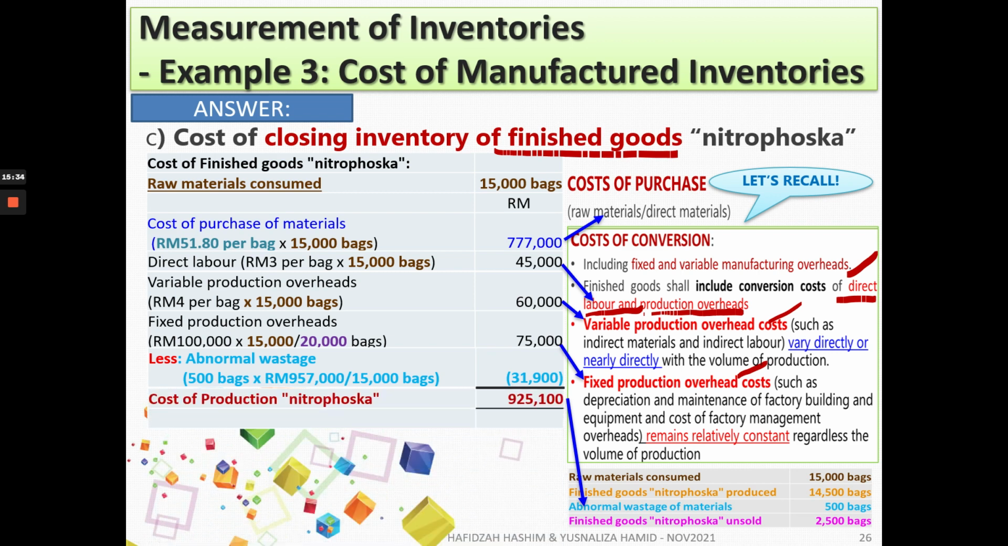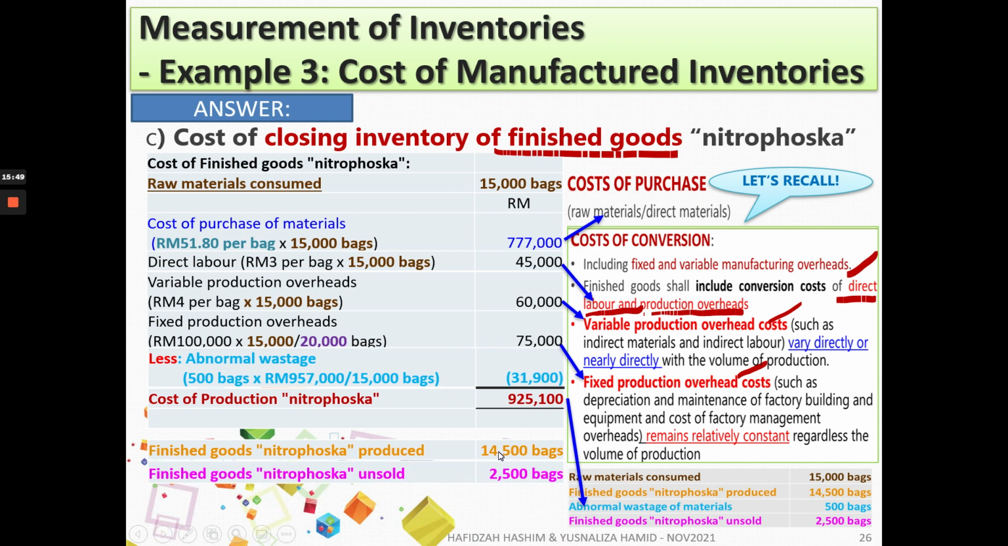Next is the cost of production. The total will now be 925,100. What we're going to do now is find out the cost of closing inventory. Remember, the finished goods produced was 14,500. The finished goods that were unsold, which refers to our case, were 2,500 unsold inventories.